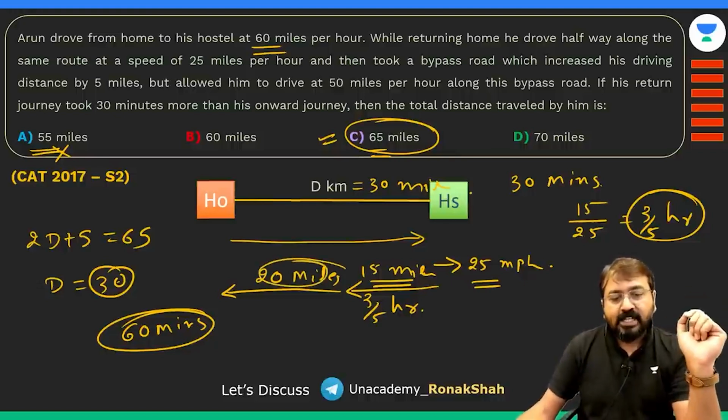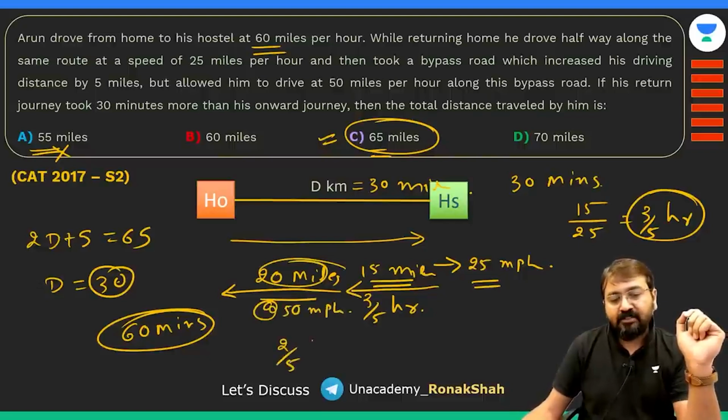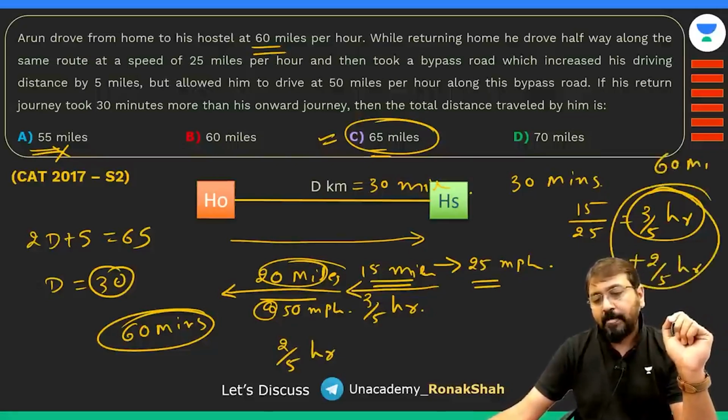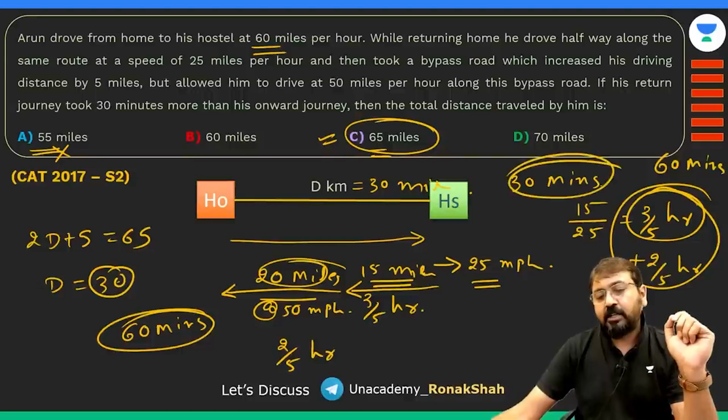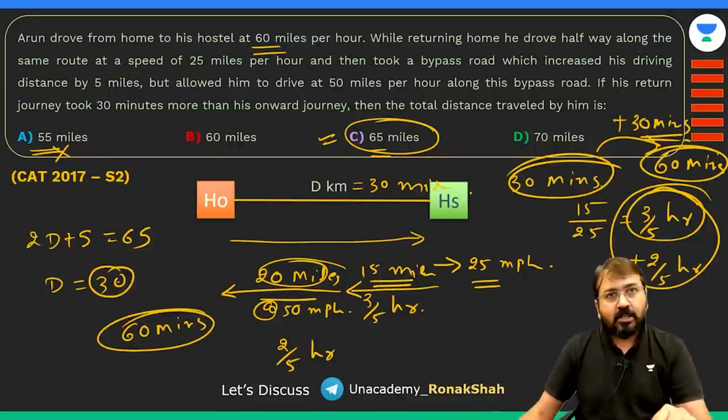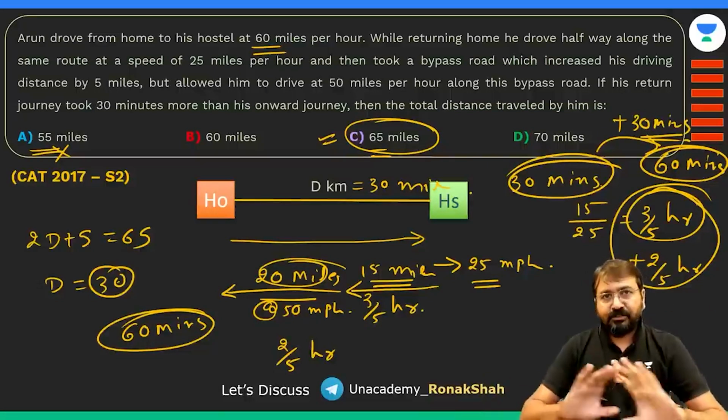He travels this 20 mile distance at a speed of 50 miles per hour. So can I say time will be 20 by 50, that is 2 by 5 hour. So 3 by 5 hour plus 2 by 5 hour is nothing but 1 hour, that is 60 minutes. So previously he traveled 30 minutes, now he is going at 60 minutes. So his time has increased by 30 minutes, and that should be my answer. See, either I'll solve this question in this manner or I'll skip this question, because I'll definitely find some other easy question.